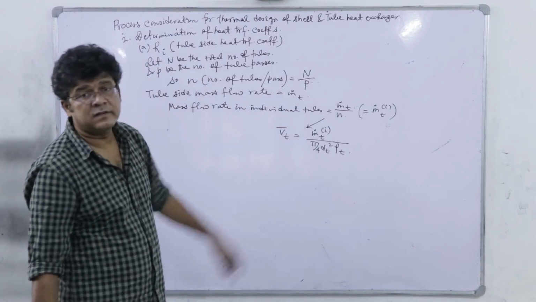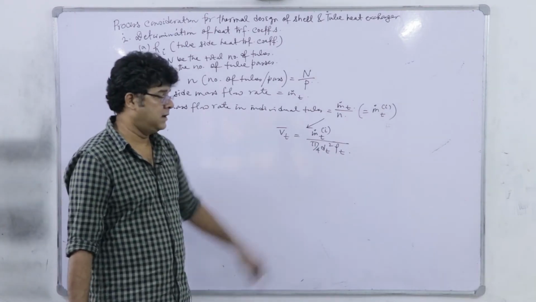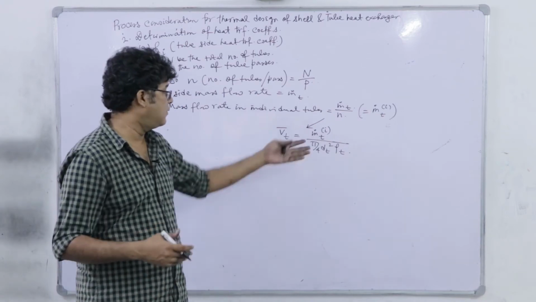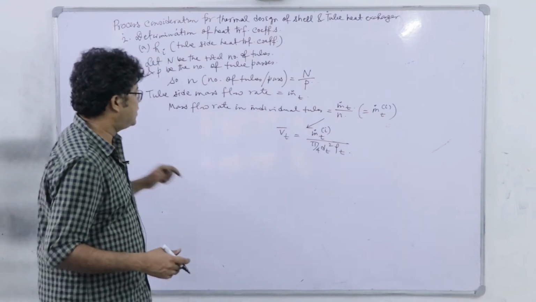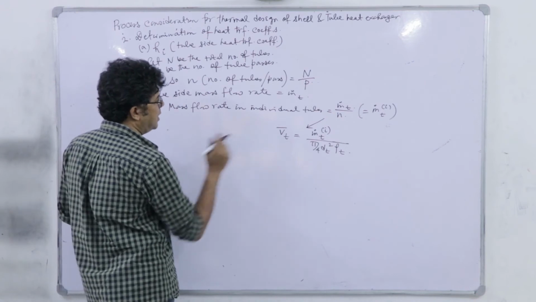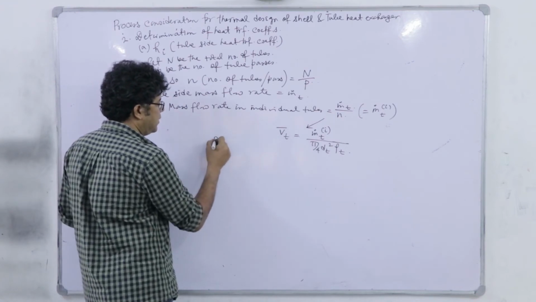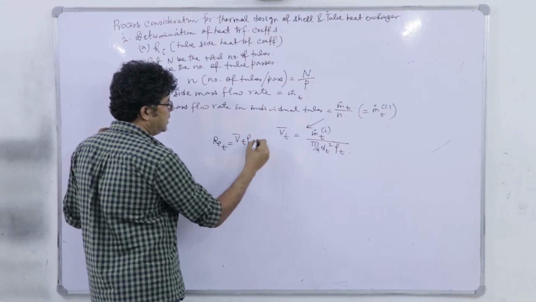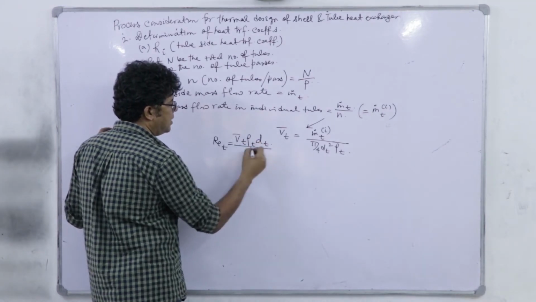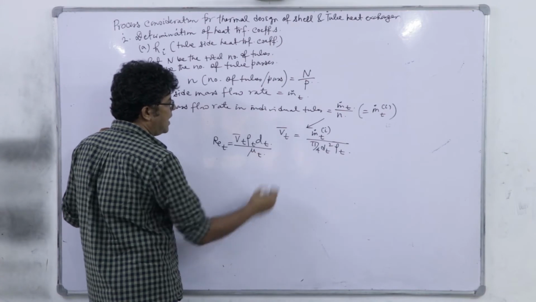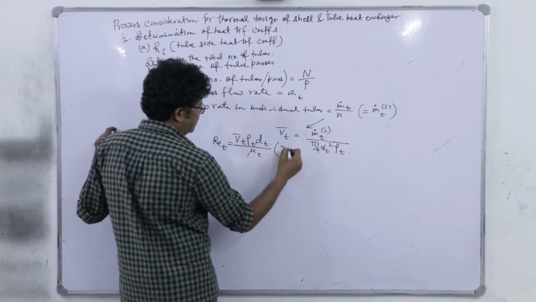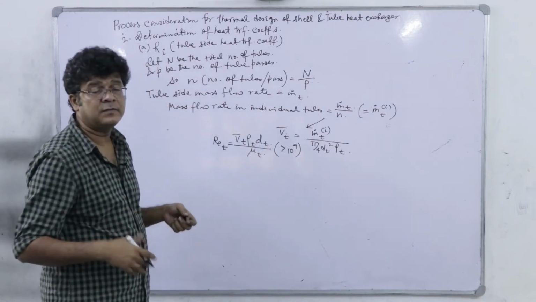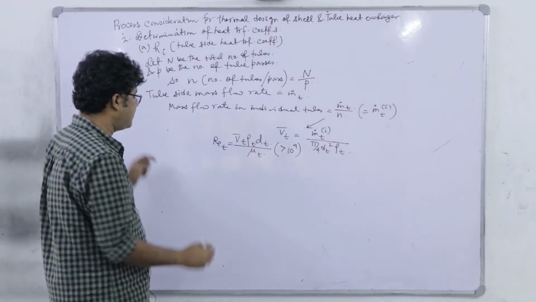Now, you see this tube side fluid's density is dependent on temperature, and whenever we are going to calculate, let me first finish this V bar T, right. Now, the tube side Reynolds number will be V bar T into rho T into dt by mu T, and definitely it will be greater than 10 to the power 4, that is 10,000, where the C dot A equation will be applicable.